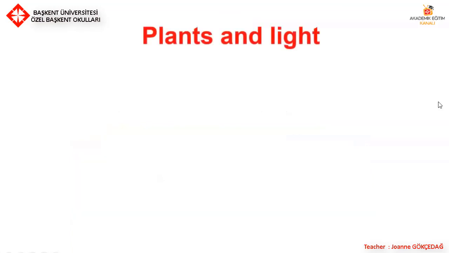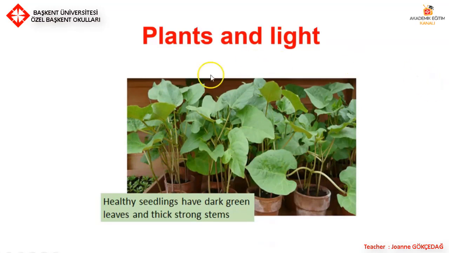Plants and light. If you look in this picture, you can see it's a very nice plant. It's very healthy. The leaves are dark green. The stems are thick and strong. It's growing upwards.